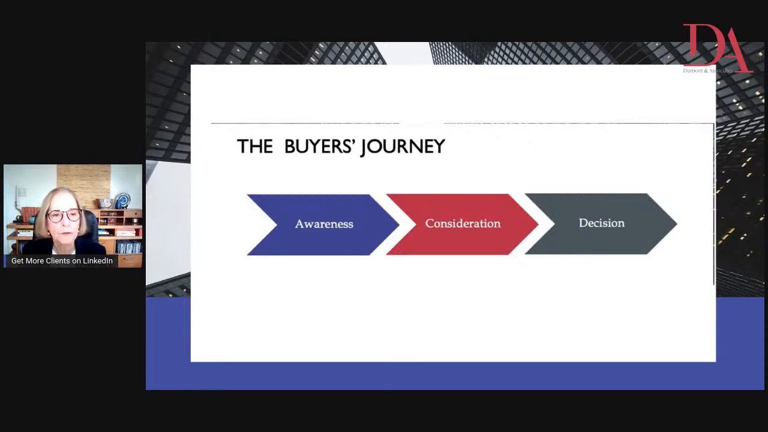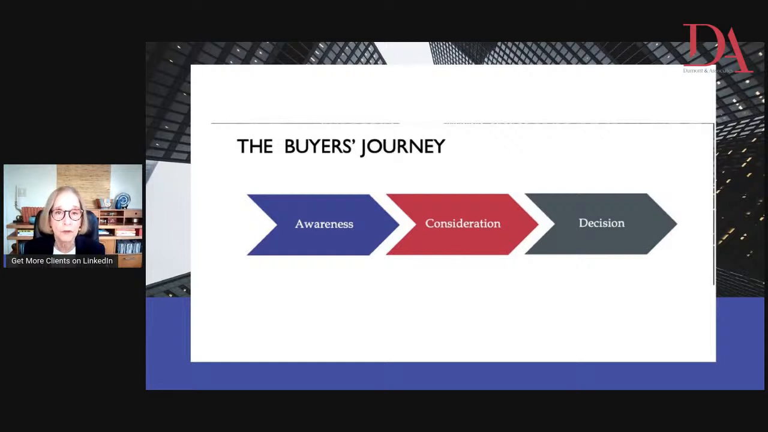They're searching for answers. They don't quite know the right questions, but they're searching for answers, and they may be checking people out on LinkedIn. So in this stage, they become aware of their problem and they're looking for a solution. And in this stage, 19% of people who are in this stage say they would like to talk to a salesperson.